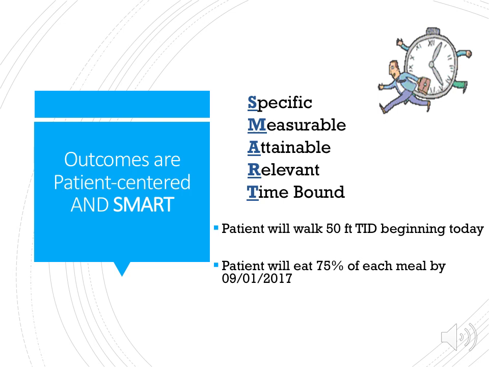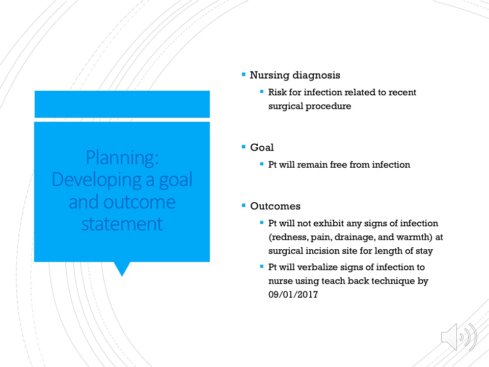It's giving me the overall amount and how often. So it's going to be at each meal. All right. So planning, developing a goal and outcome statement. So our nursing diagnosis, we know, is risk for infection related to recent surgical procedure. All right, so a risk for infection related to recent surgical procedure.